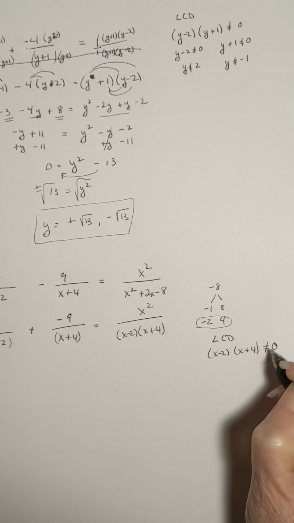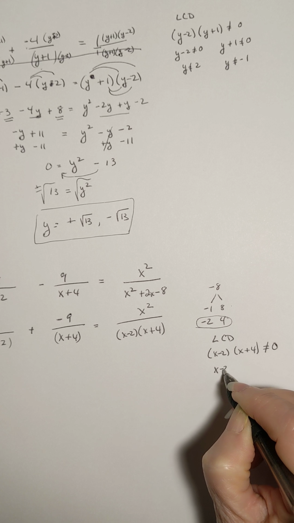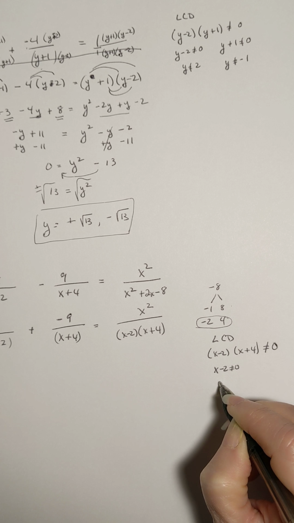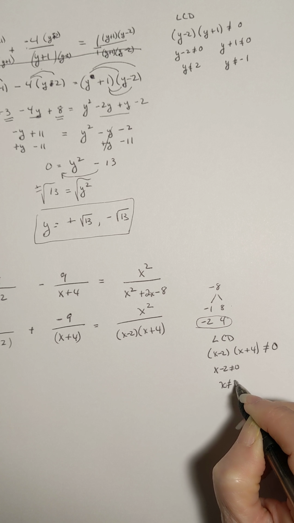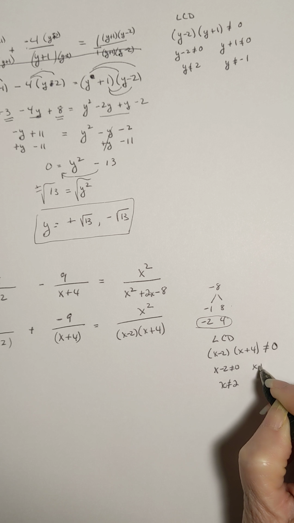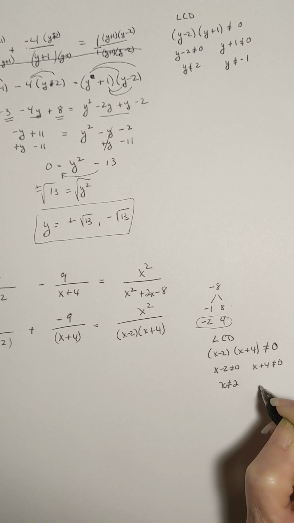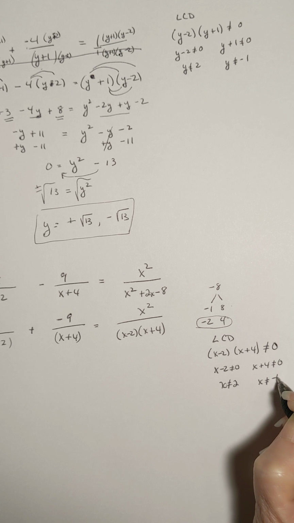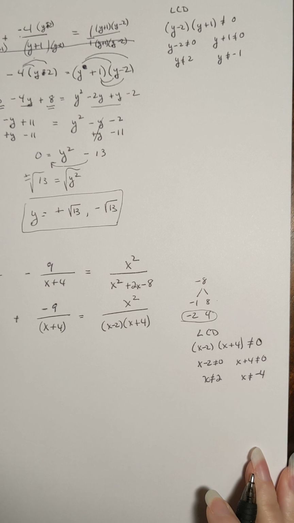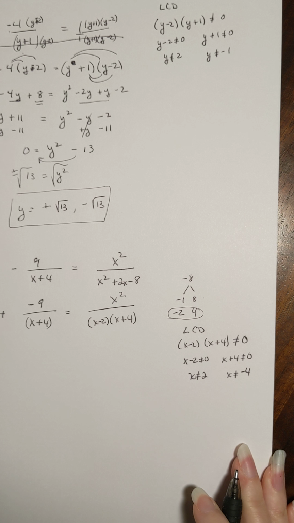So that cannot equal 0. So x minus 2 cannot equal 0, adding the 2. And x plus 4 cannot equal 0, so then subtract the 4. So 2 and negative 4 are my two restricted values.